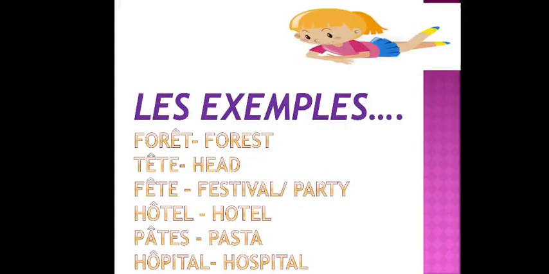Now the third accent is accent circumflex. And you will find this accent on letters A, E, I, O, U. And they are looking like a hat on the letters. Alright, so the use of this accent is basically it replaces letter S from the word. Let us see the examples.